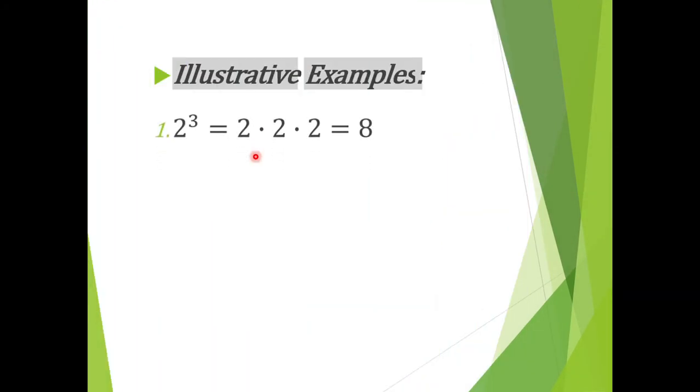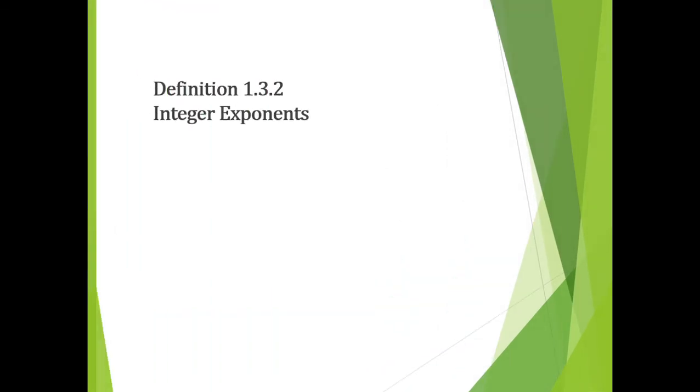For example, 2 raised to cube. Ibig sabihin, 2 times 2 times 2. Tatlong beses na siya i-multiply sa sarili niya. So, 2 times 2 times 2 is 8. So, a raised to 0 is 1. Alam natin yan. Itong x raised to negative 5 is 1 over x raised to 5. I-reciprocal natin yan, para maging positive yung exponent niya.